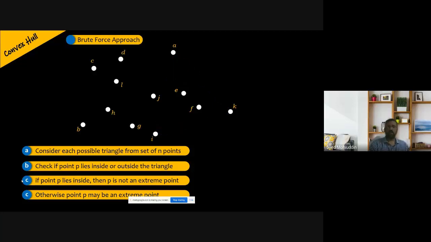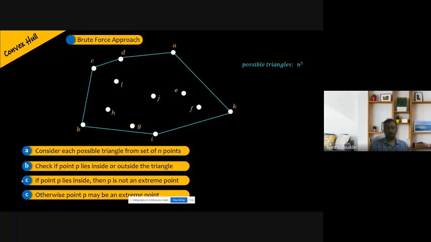But the problem here is that, doing this approach to finding the convex hull, we have to form triangles with n set of points. The possible triangles for n number of points, because there are 3 points in each, is n cube. So among this n cube possible number of triangles, we have to compare for each point whether it lies inside or outside this triangle. So that takes n times.